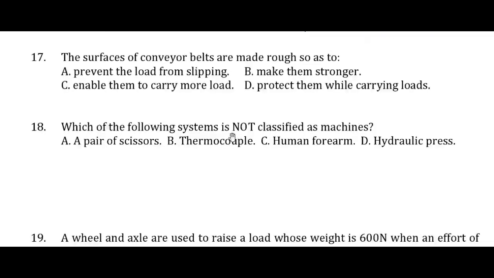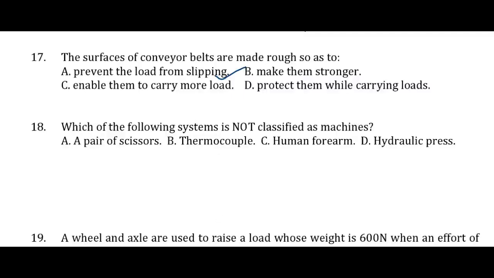Question 17. The surfaces of conveyor belts are made rough so as to: A. Prevent the load from slipping. B. Make them stronger. C. Enable them to carry more load. D. Protect them while carrying loads. The answer is prevent the load from slipping, because roughening the belt surface increases the friction between the belt and the items it carries. By so doing, there's a firm grip, so they won't slip.